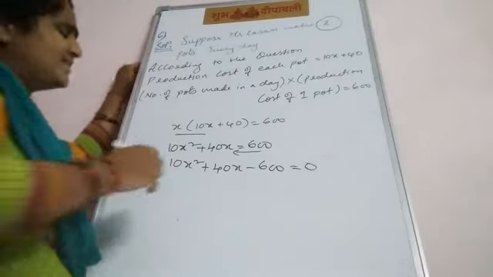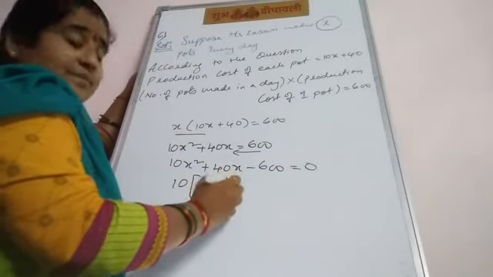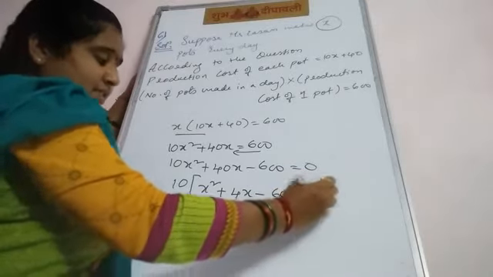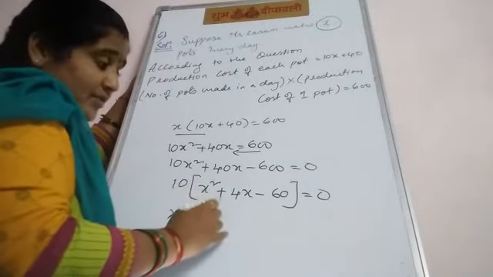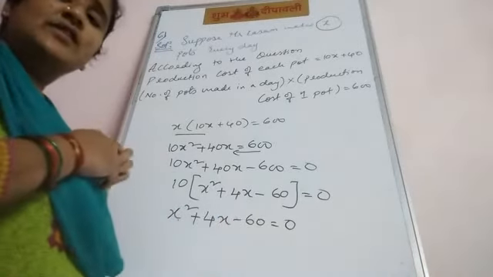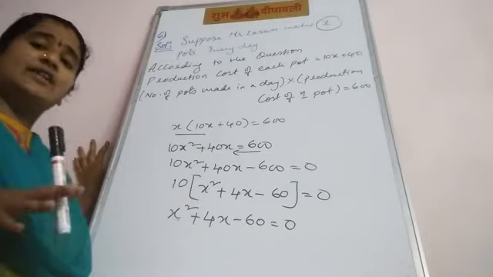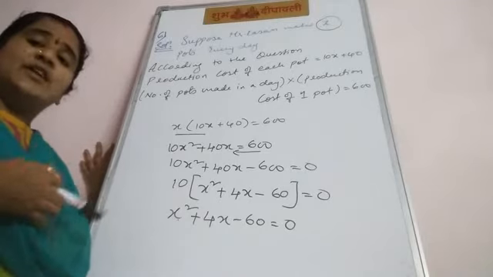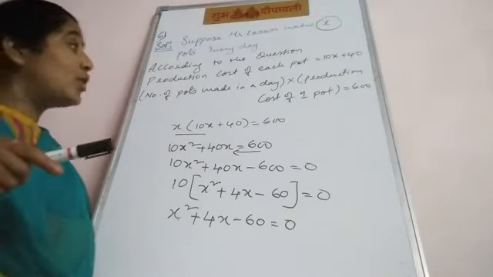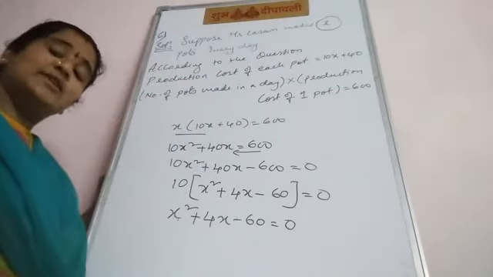You can take 10 common, it will be easy. 10, open the bracket: x square plus 4x minus 60 equals 0. You can find the values of x. Ignore the negative, because a business cannot run in negative. We can't take it as negative, so only the positive we have to consider. That x means what? The number of pots in a day. Then the cost of each pot is 10x plus 40. You can substitute the x value and you will get the cost of a pot.